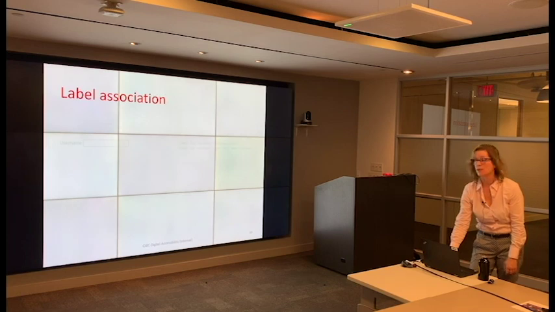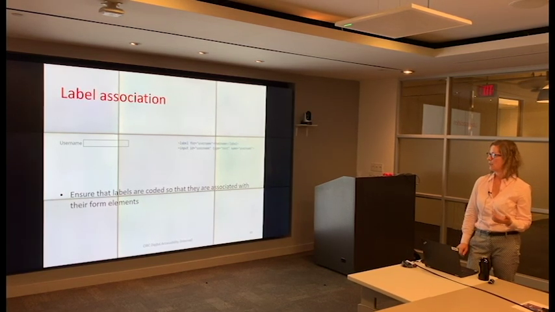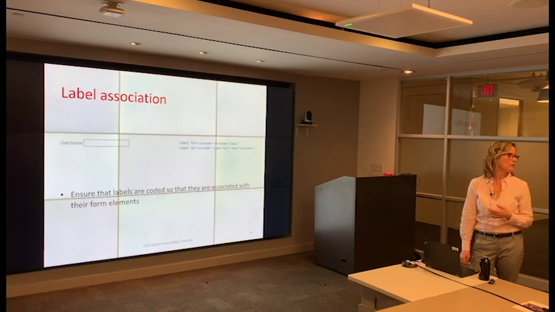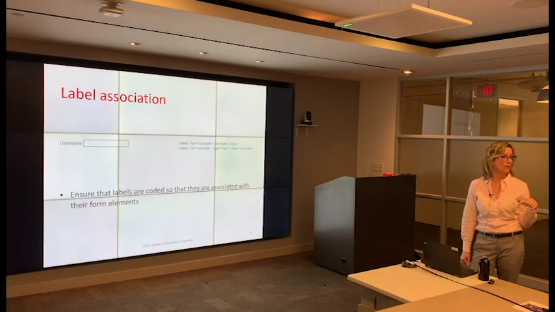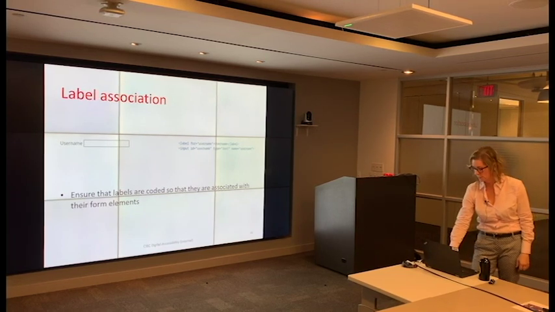So label association. This is obviously a coding related issue. Just have to make sure in the code that the label is associated with that form field, so that if I'm a screen reader user, I know that's the form field that goes with that label. I know what needs to go into that field.